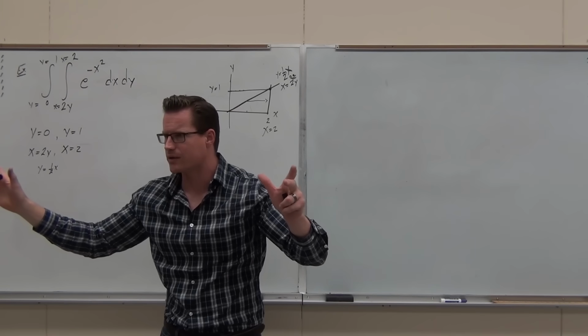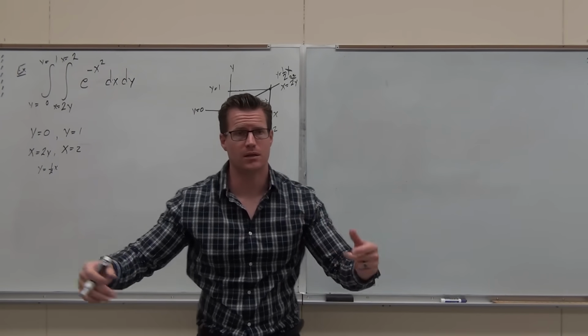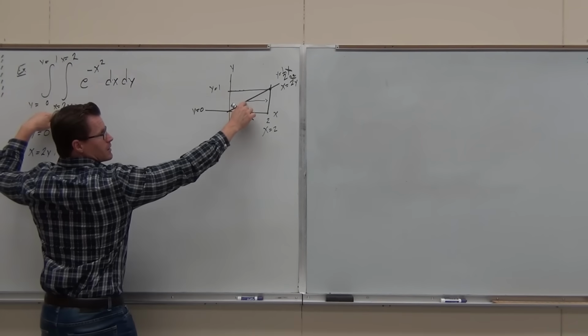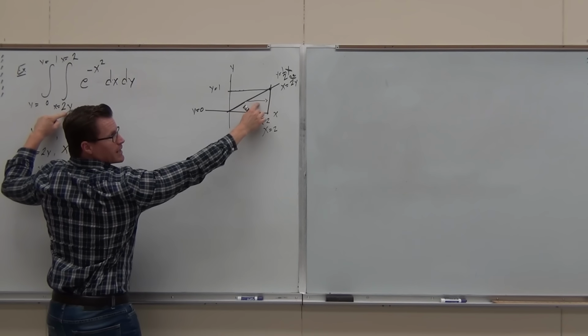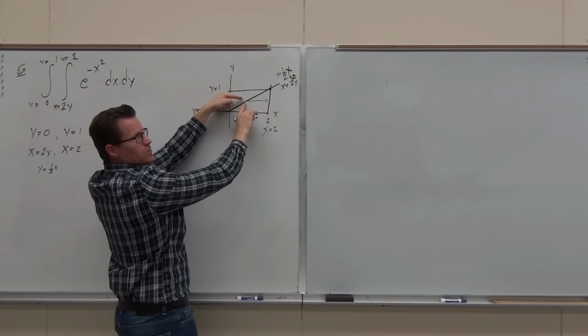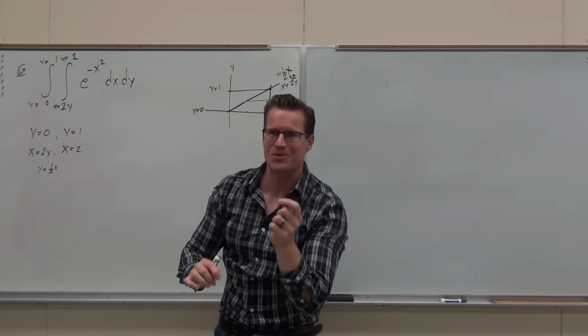If you just draw all the lines, it ain't going to tell you. You have to draw the lines and then look at what they mean. This said, along the x-axis, I hit this function, x equals 2y, I cross the region, and I finally hit x equals 2. That's the way that we set this up.